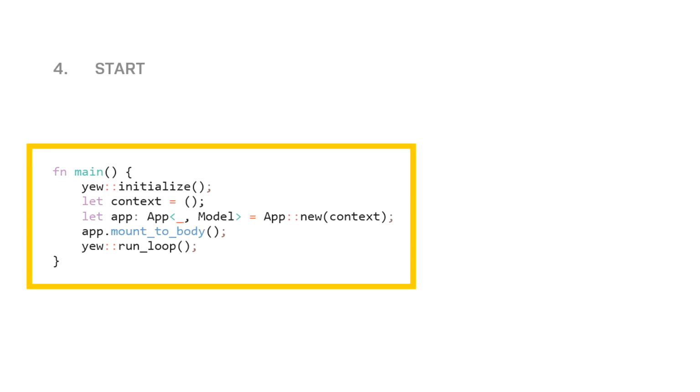To start this application, you have to add a main function, and you should first initialize the framework and create a context. I created an empty context here and used the unit type, but you can create more complex contexts if you need more services. I also created an application instance here and mounted it to a real DOM element. I used the body tag, but you can mount the application to any element of the DOM tree. And start the loop.